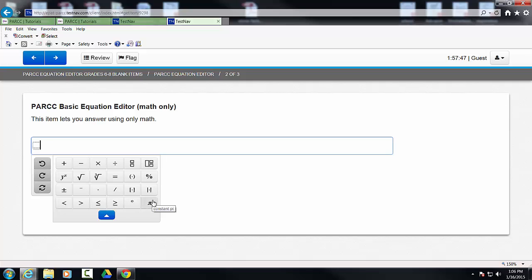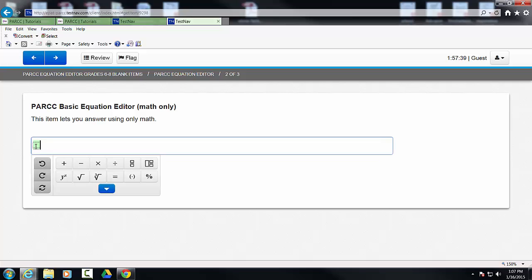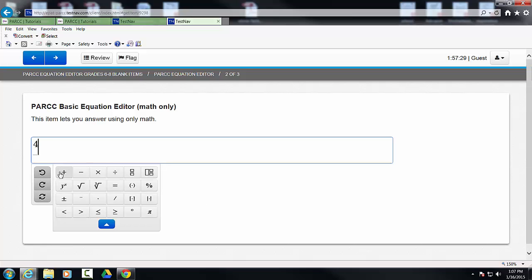Remember, this is not a calculator. It is used to represent your thoughts. The arrow will make it go small. Clicking off will make everything go away. Also remember that there are no numbers on the equation editor. You have to use your keyboard. So, as a very basic example, 4 plus 3 equals 7. Okay, that's the basic equation editor.